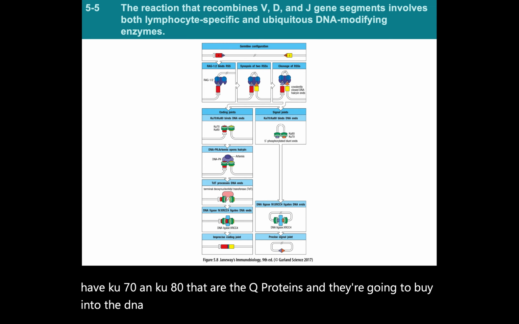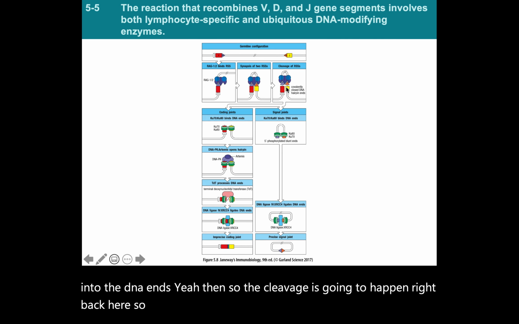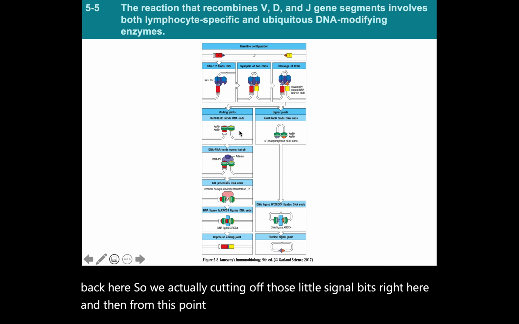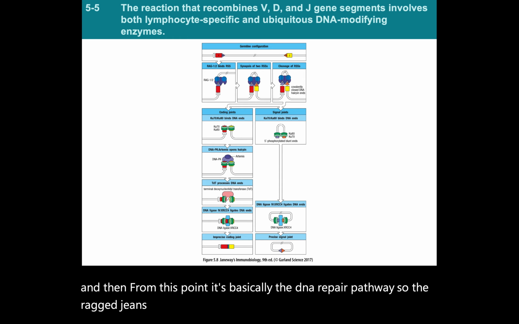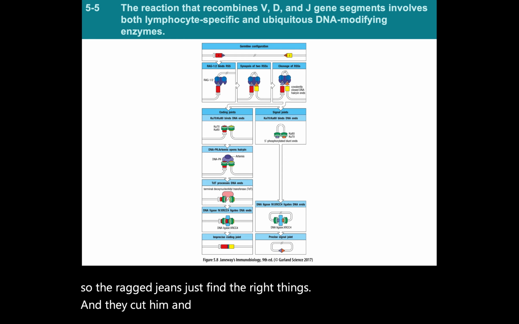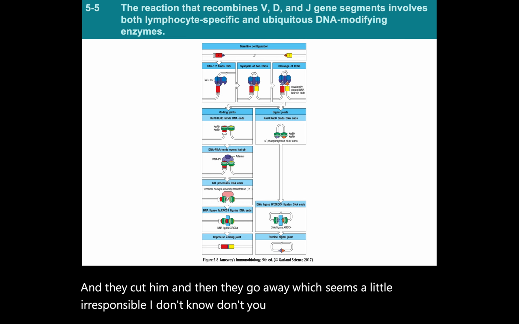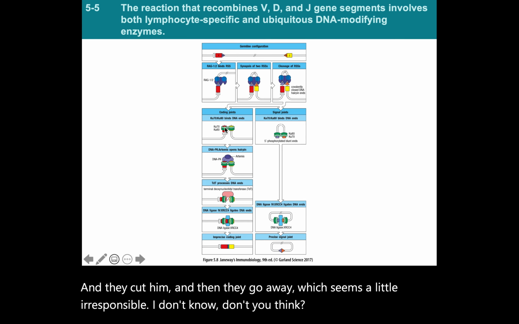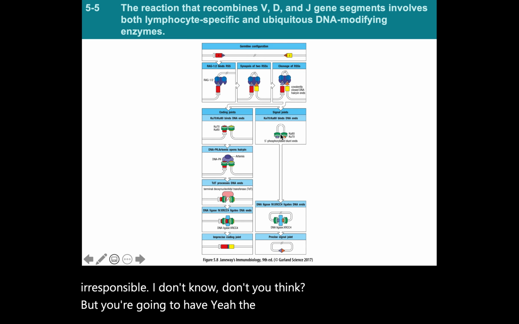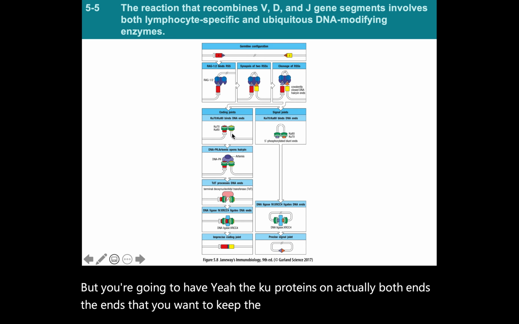Then the cleavage is going to happen right back here. So we're actually cutting off those little signal bits right here. And then from this point, it's basically the DNA repair pathway. So the RAG genes just find the right things and they cut them and then they go away, which seems a little irresponsible. I don't know, don't you think? But you're going to have the Ku proteins on actually both ends. The ends that you want to keep and the ends that you don't want, which are the signal joints.